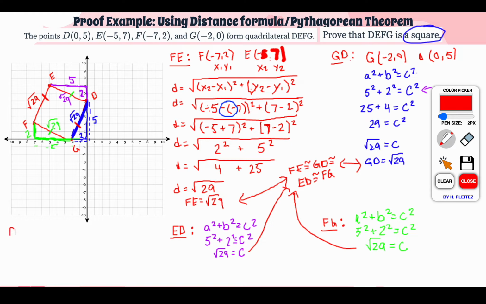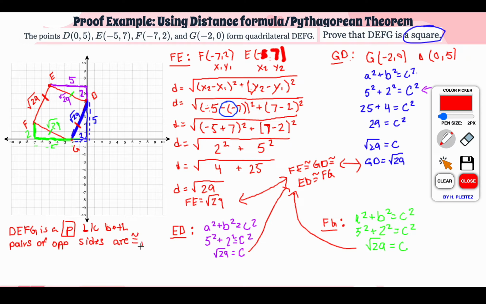So we know that DEFG is a parallelogram because, and I'm taking my wording straight from the checklist, both pairs of opposite sides are congruent.